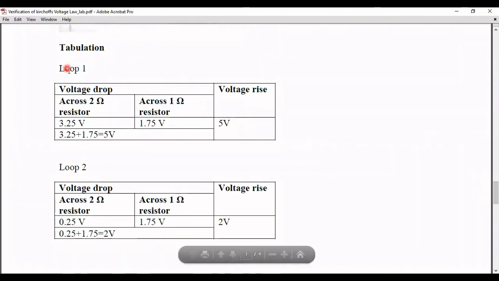Here there are 2 tabular columns. For loop 1, the voltage drop across the 2 ohm resistor and across the 1 ohm resistor. These are the values you get from the virtual lab, not from theory. Substitute the values you get from the virtual lab and then verify it. The 2 drops sum to 5 volt, here the rise is 5 volt. In loop 2, the 2 drops sum to 2 volt, here the rise is 2 volt.